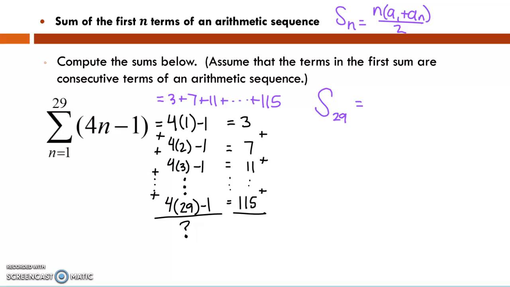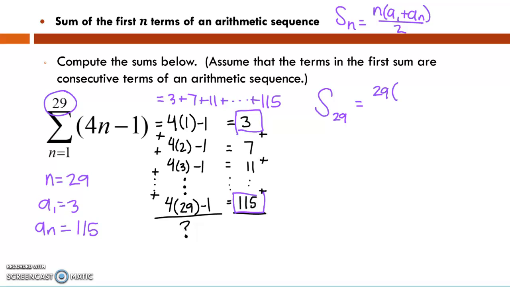So for this one, we're actually already given n. n is this final piece right here, which is 29. a sub 1 is our first term, which we found is 3. And a sub n is our last term, which we found as 115. So the sum is going to be n, or 29, times our first term plus our last term, divided by 2. So the sum of the first 29 terms, after some simplifying, is 1,711.